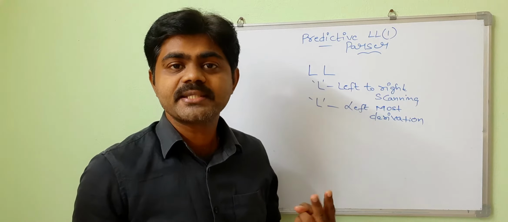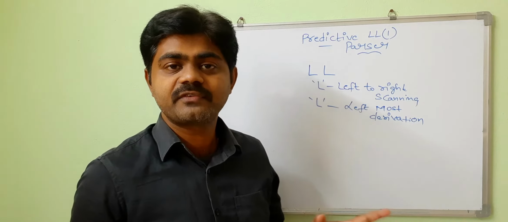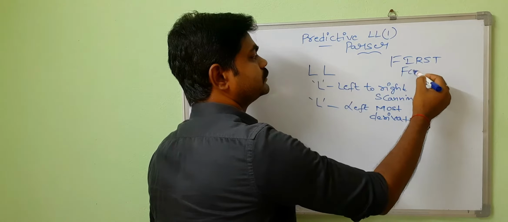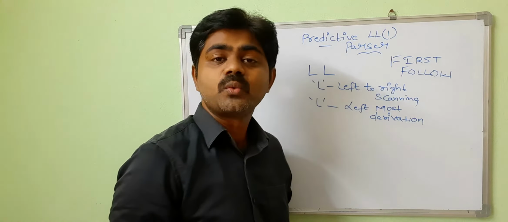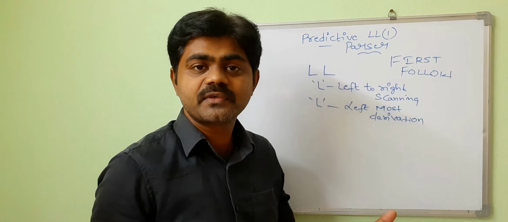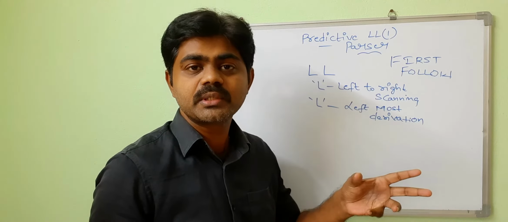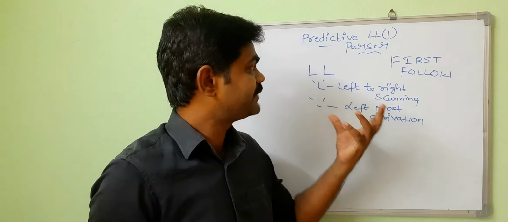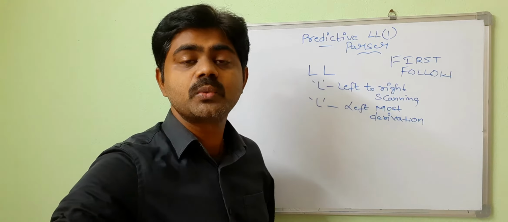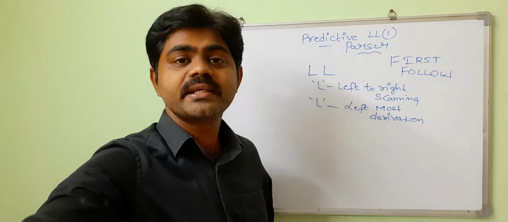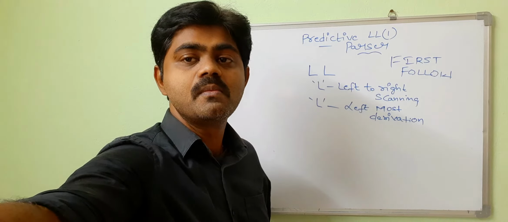We have two major concepts called first and follow. So what are the rules for first and what are the rules for follow? If we know these two, then we can easily construct an LL(1) parsing table. We'll see what first is and what follow is.